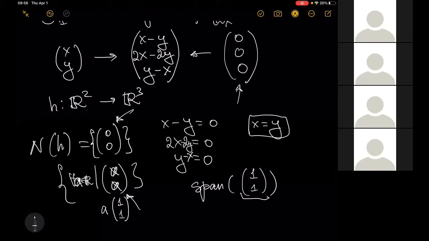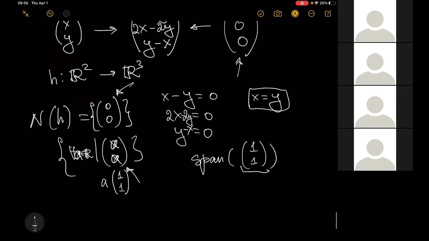Here, could you tell me what will be the nullity? One? What is the dimension of the zero subspace? 1? 0. So it's a special case. It's a special case, as the trivial subspace always has a dimension of 0.